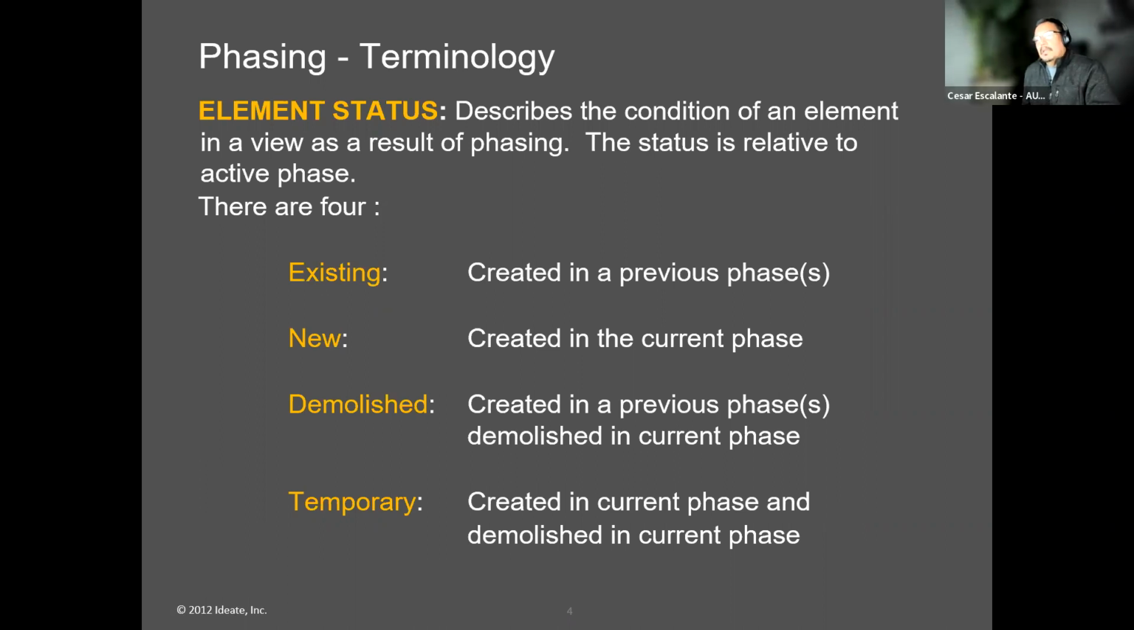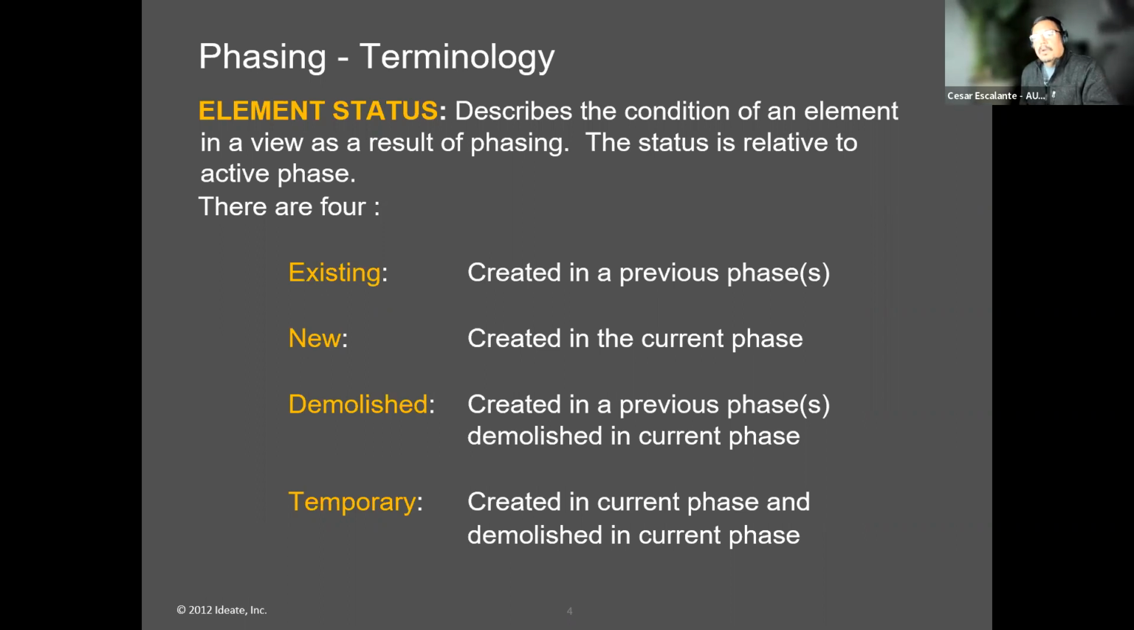These are things that typically appear in grayscale in technical documentation. Then you have new objects in a view, and these are our element status in a view. New elements are created in the current phase. So new construction is where most of the new elements take place. We have elements that will get demolished. So elements that were created in a previous phase, and then they are removed or demolished in the current phase.